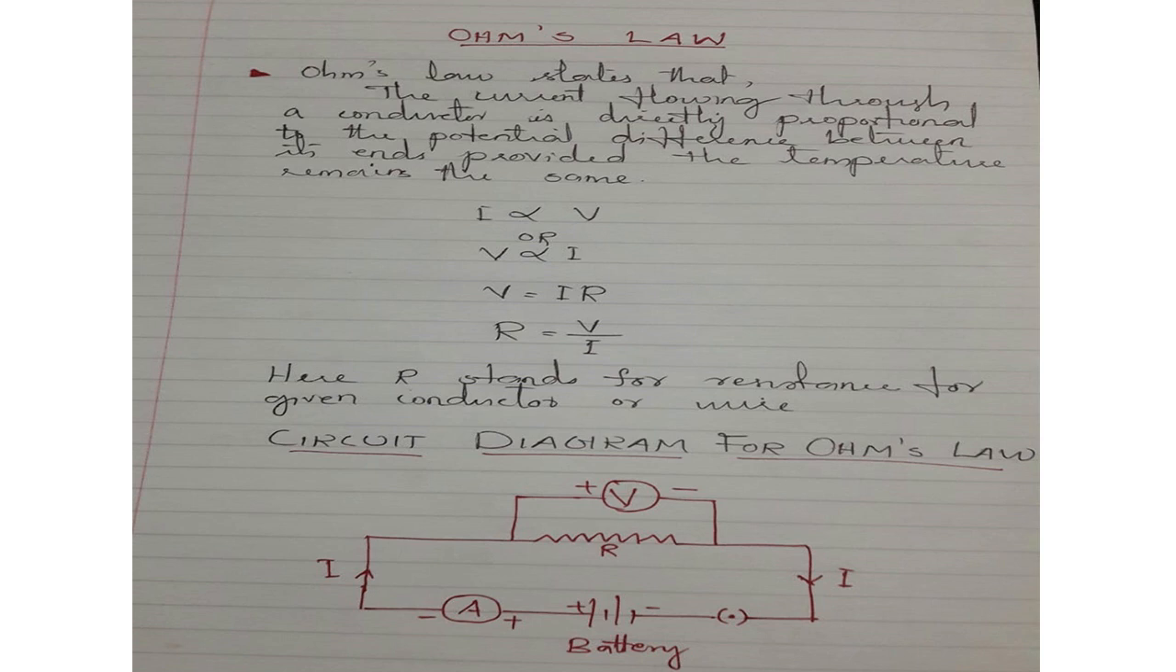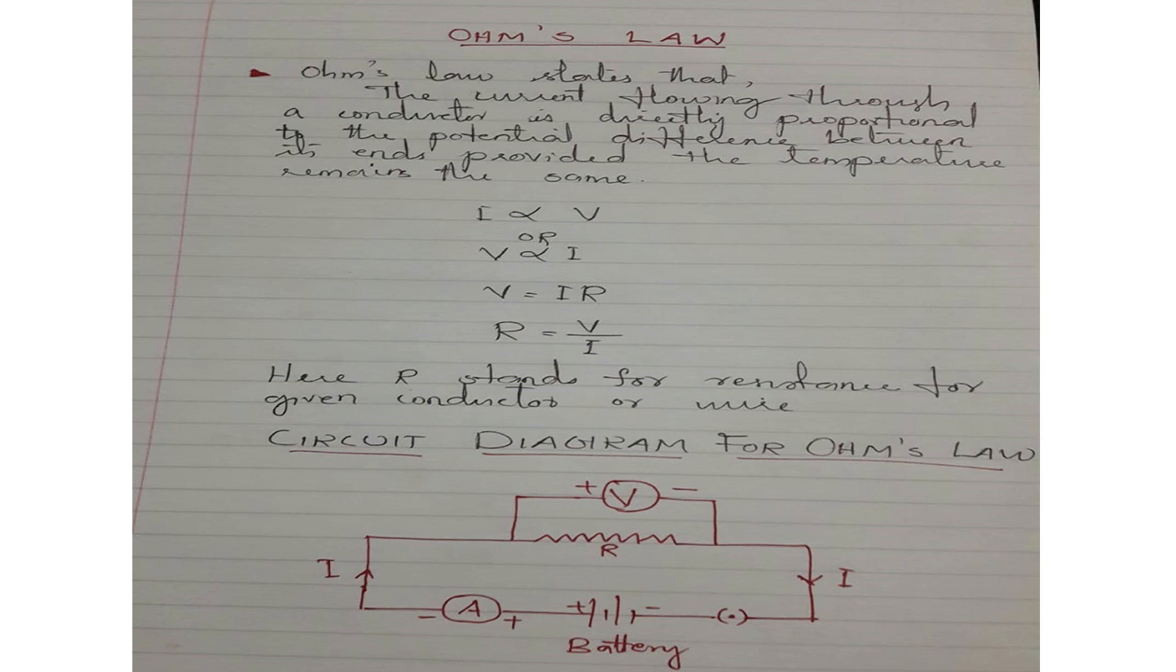Now we can see the circuit diagram for Ohm's law. See the circuit diagram given here. In that circuit diagram, there is a voltmeter. It is connected across the resistance wire, and there is an ammeter, a switch and a battery.